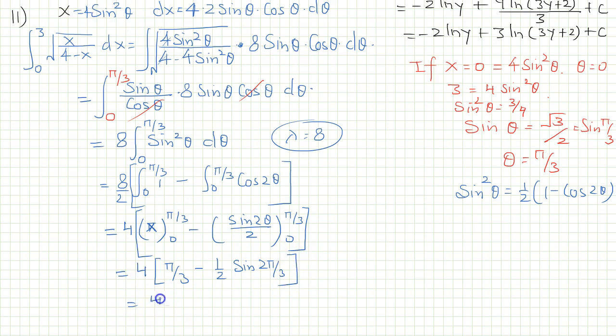So that is 4 pi over 3 minus this 4 times half sine 2 pi over 3, which is root 3 over 2. So that is equal to 4 over 3 pi minus 2 times 2 is 4, cancel, minus root 3. So that is the answer.